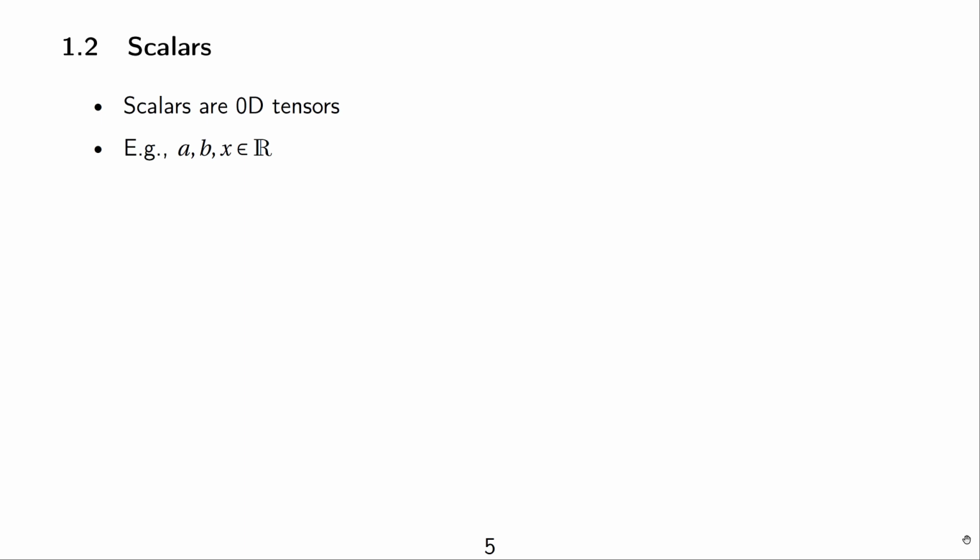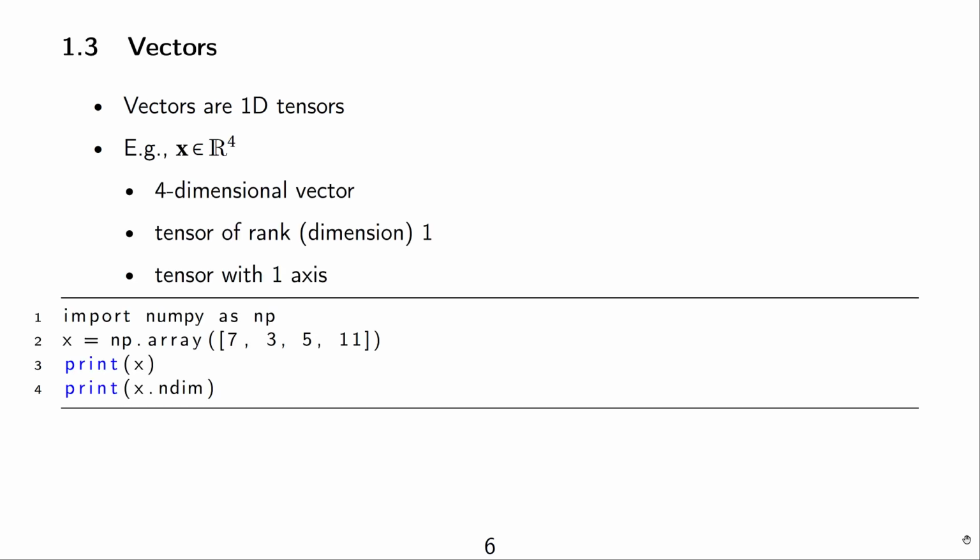Scalars are 0D tensors. For example, a, b, x element of R would be scalar numbers. Vectors are 1D tensors or tensors of rank 1. For example, a vector x element of R4, we would call a 4-dimensional vector, but we would call this a tensor of rank 1 or a tensor that has 1 dimension. Or we could also say it's a tensor with 1 axis.